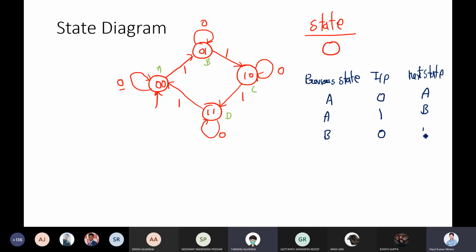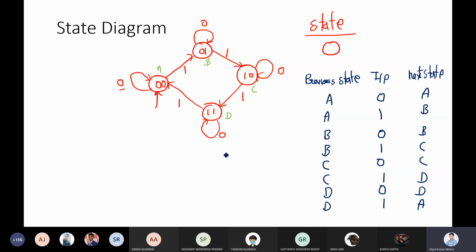What will be the next state? Remain B. If you are in B and you are taking input 1, what will be the next state? It will be C. So B is done. Next, if you are in the C state and you are taking input 0, what will be the next state? It will remain C. If you are in C and input is 1, what will be the next state? D. Now, if you are in D and input is 0, you will remain in D. And when it is D and input is 1, it will be the A state.